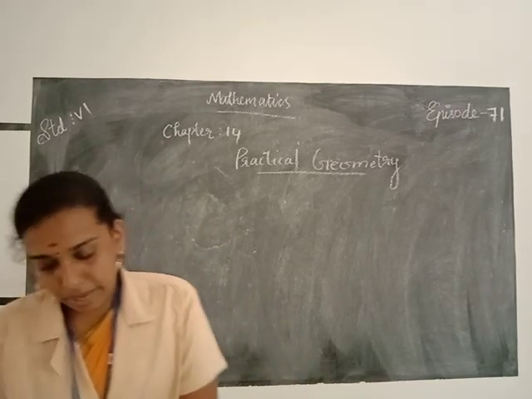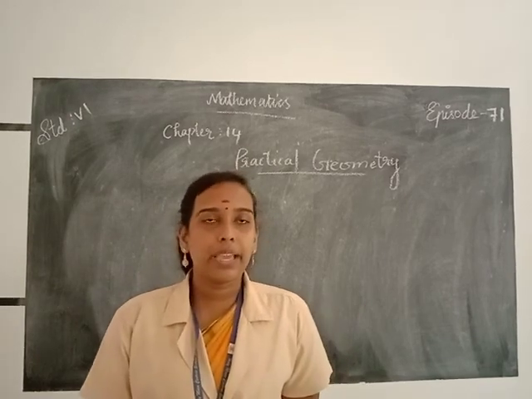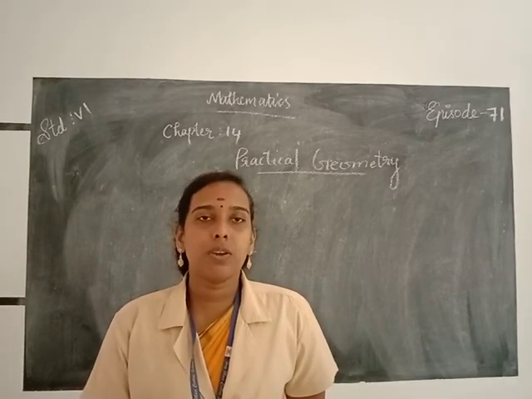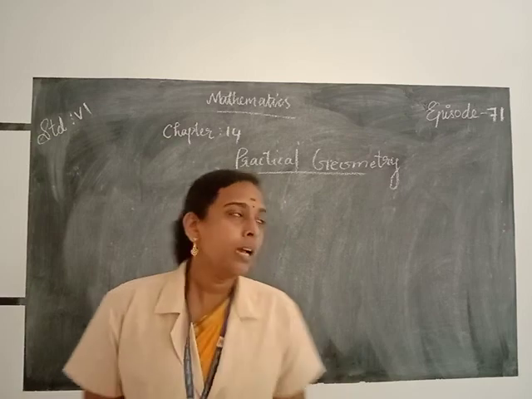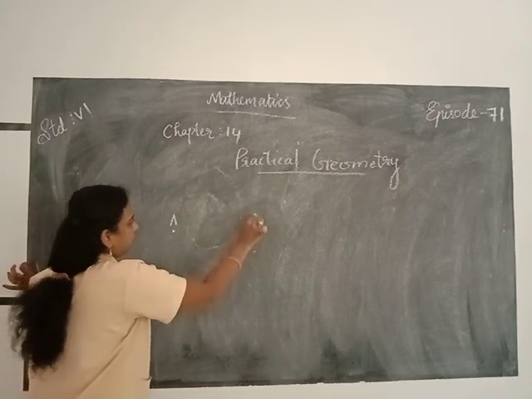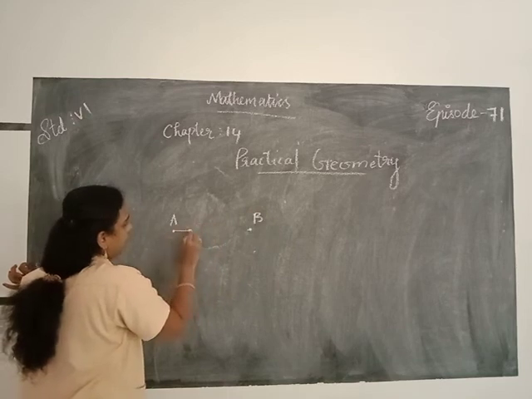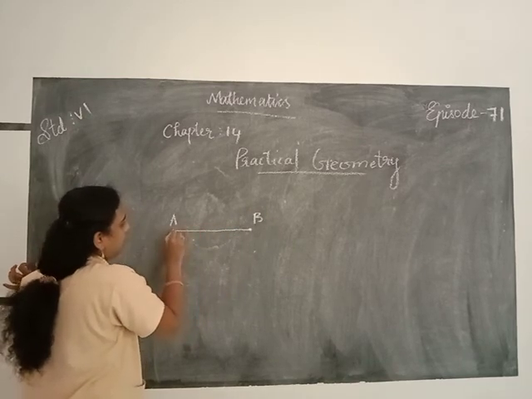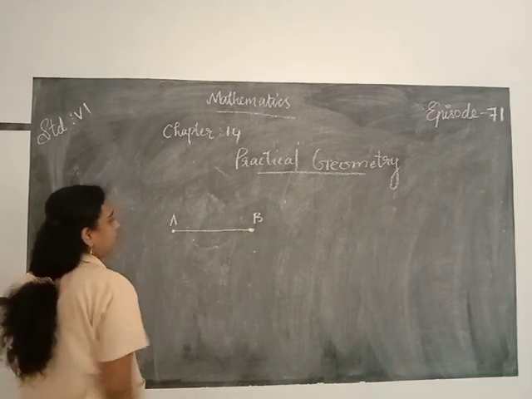A line segment is a boundary of two endpoints. In a line segment there are two endpoints. If you put two points, point A and point B, and then join them, we can say it's a line segment. A line segment has two endpoints.